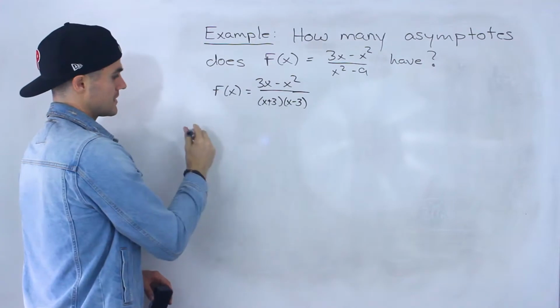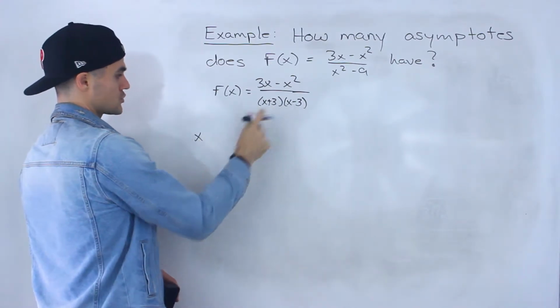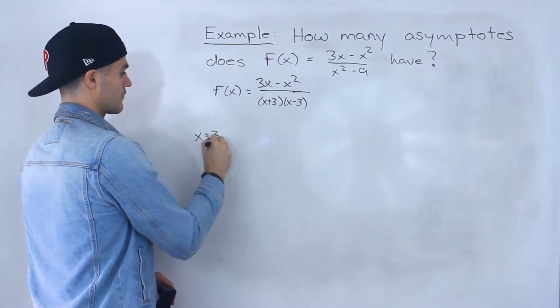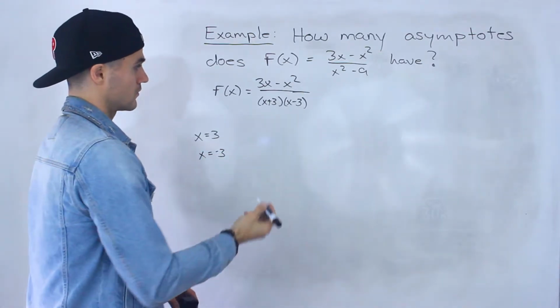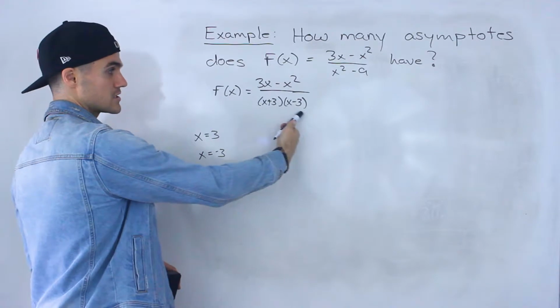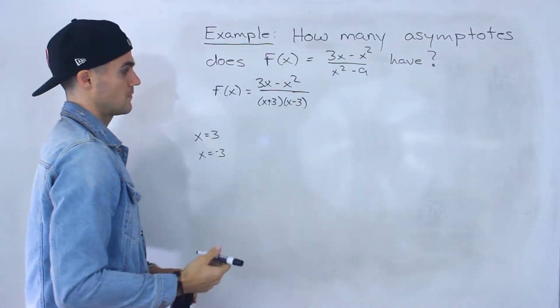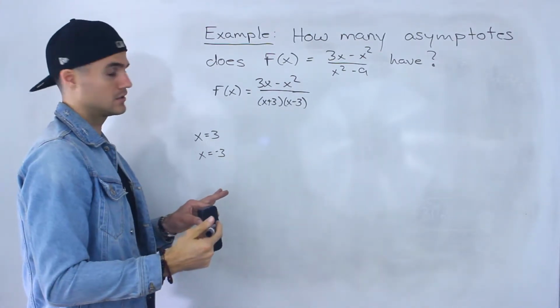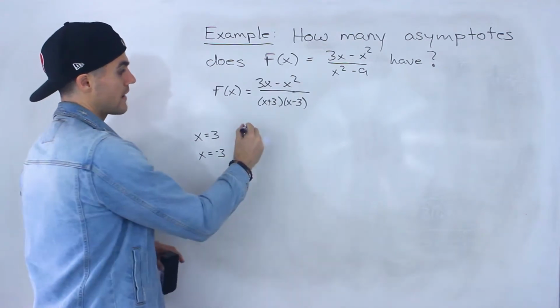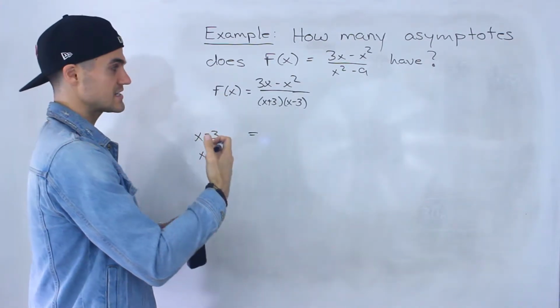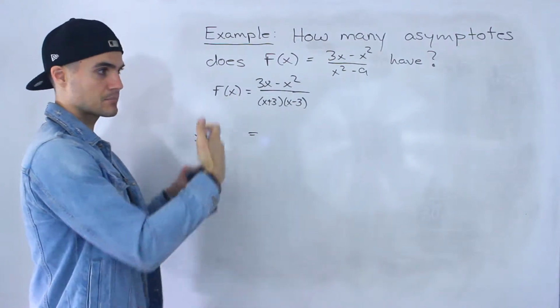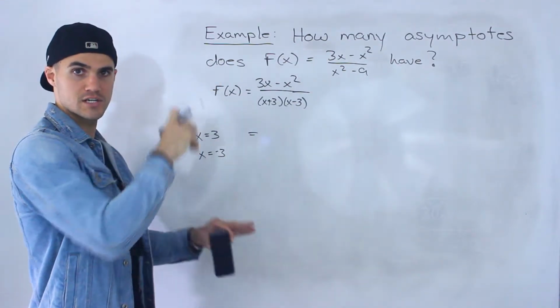You might look at this and say, well, there are two vertical asymptotes, one at 3 and one at negative 3, right? These two x values make the denominator equal to 0. But that conclusion would be incorrect. Why? Because you've got to factor the numerator as well, and see that there may be factors that potentially cancel out in the numerator and denominator.